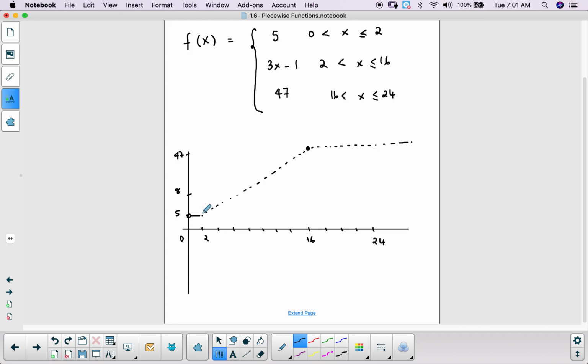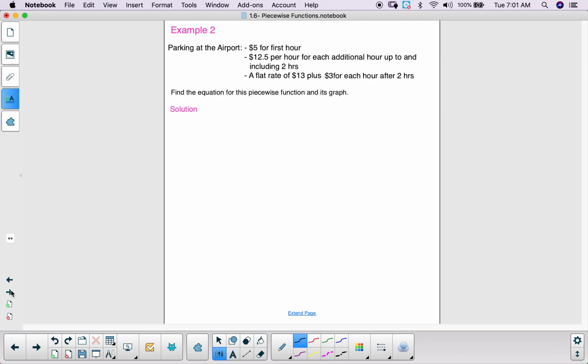So you want to take a ruler and connect the dots so you have a straight line from here to here, and then a straight line from here to here. And it's a continuous function, as you can see. It has 3 parts, so a flat rate of 5, and then 3x minus 1, and then $47. Okay, so you want to draw that to scale on graph paper, not like how I've done. You want to do it on actual graph paper.